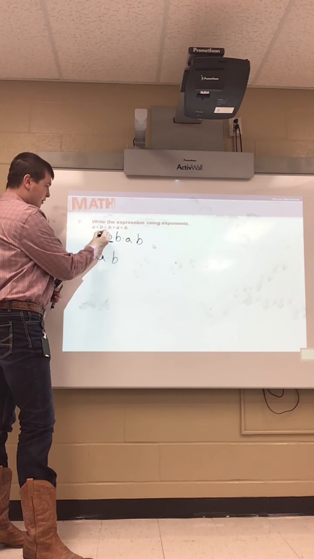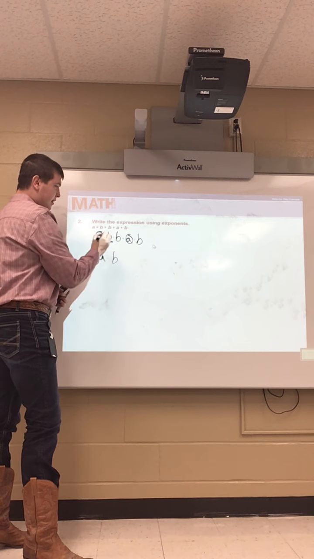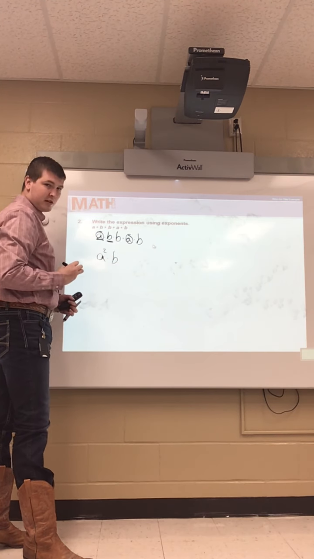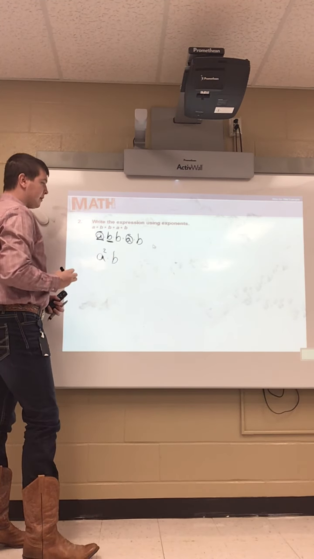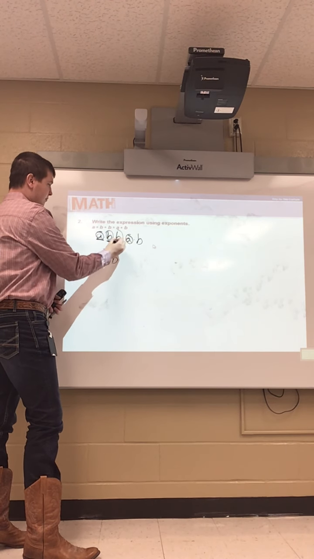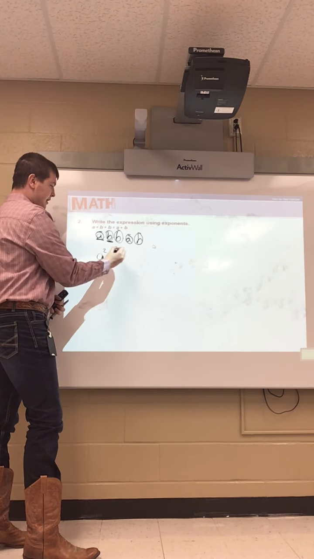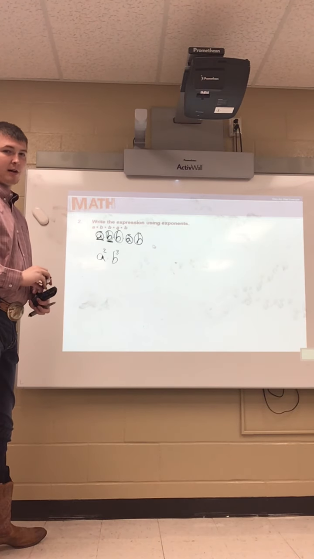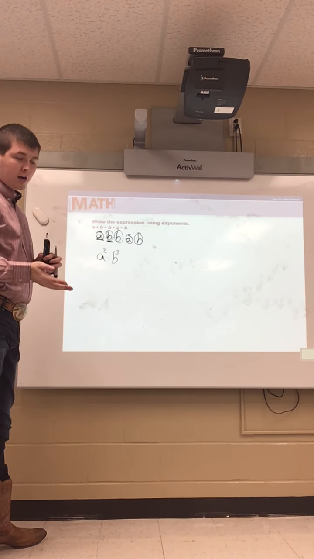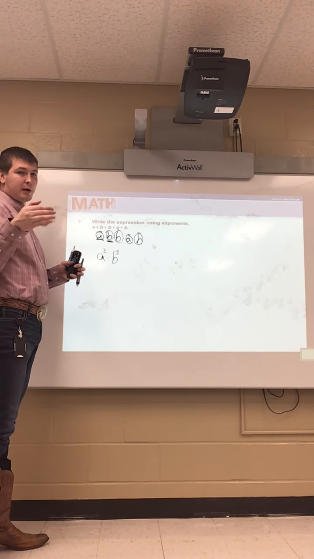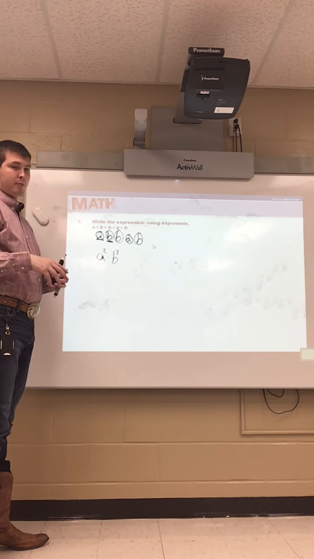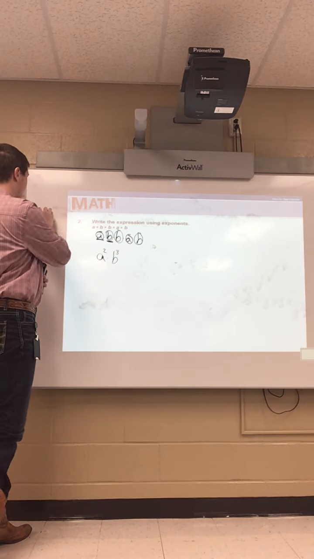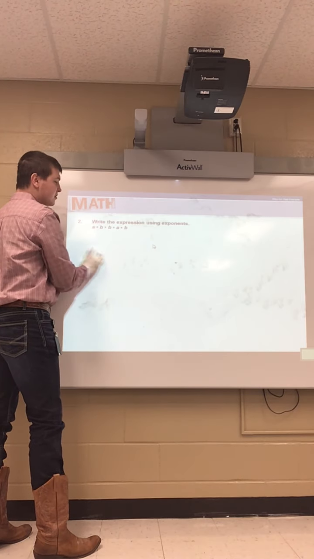Well, the letter A, once, twice. So it has an exponent of 2. And then B, once, twice, 3 times. So it has an exponent of 3. So it would be a squared times b cubed, or you could say it a to the second power times b to the third power. Okay? Just because we have letters, it doesn't change anything.